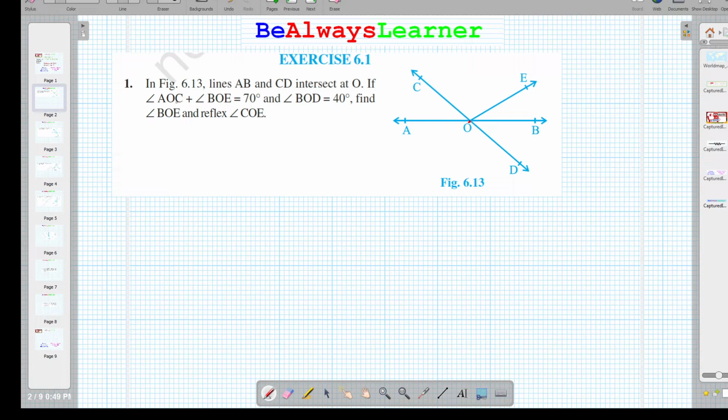If angle AOC, this angle, and angle BOE, this angle, the addition of these two angles is 70 degrees. Angle BOD, that is this angle, is given 40 degrees. Now find the BOE. BOE, this angle you have to find out.